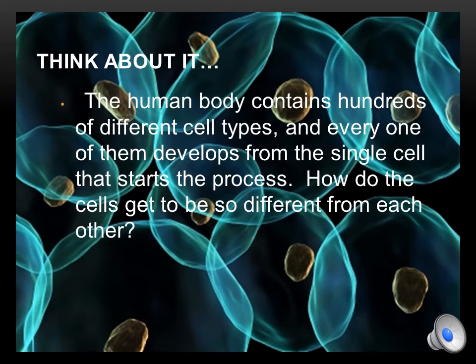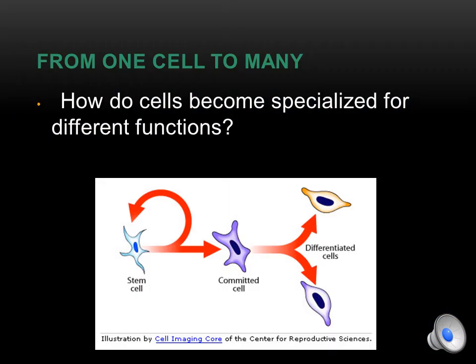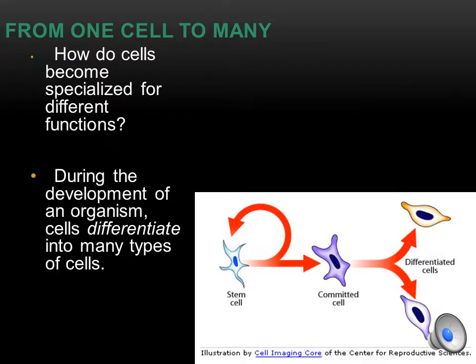So the human body has hundreds of different types of cells, and every one of them develops from the single cell that starts the process. So it all starts from that egg being fertilized. So how do the cells get to be so different from each other? How do the cells become specialized for different functions? Well, during the development of an organism, cells differentiate into many types of cells.